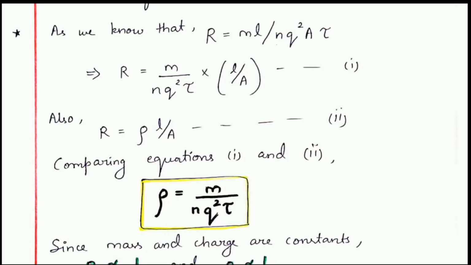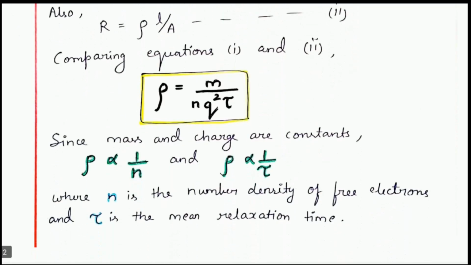Out of these, m, the mass of the free electron, is a constant, and q, the charge of the free electron, is a constant. What was n? n was the number density of free electrons. It is not a constant because it depends on the material you are taking. For example, a conductor will have a high n, its number of free electrons will be high. If you take an insulator like plastic or wood, the value of n will be less. And tau is the relaxation time, that is, the time between two successive collisions.